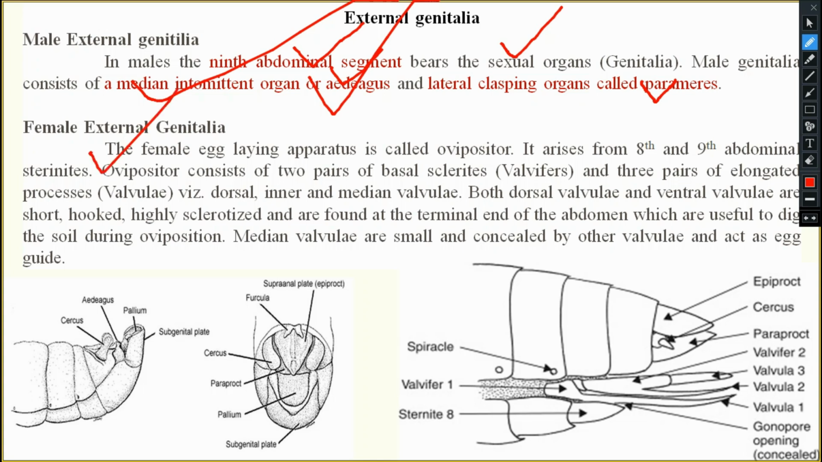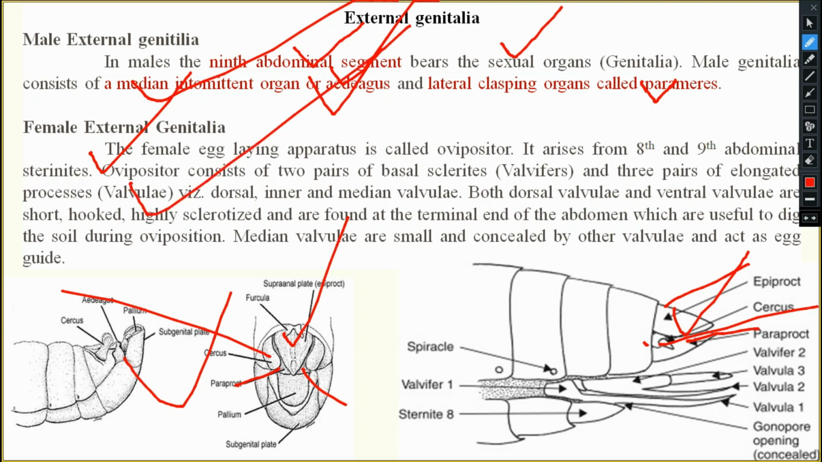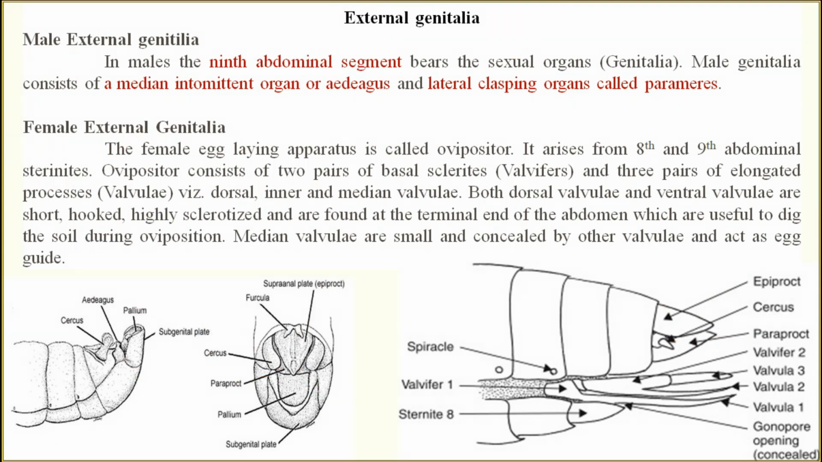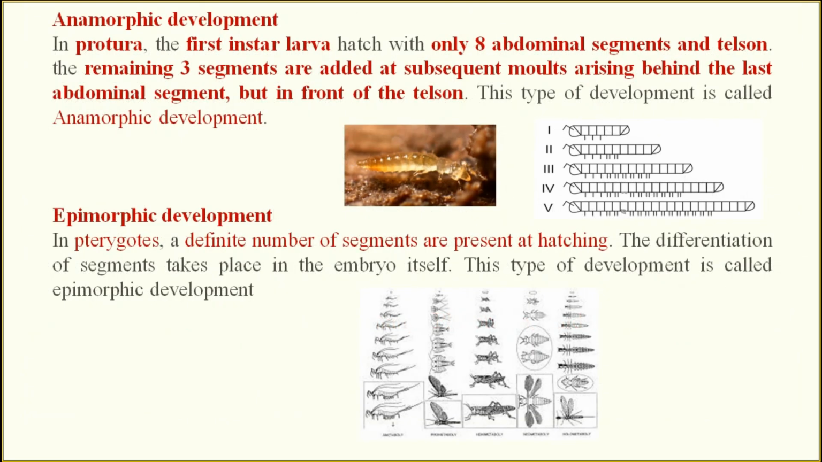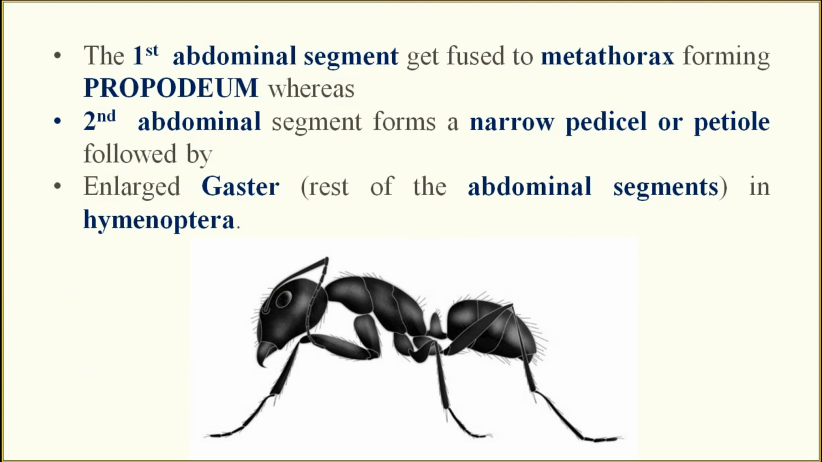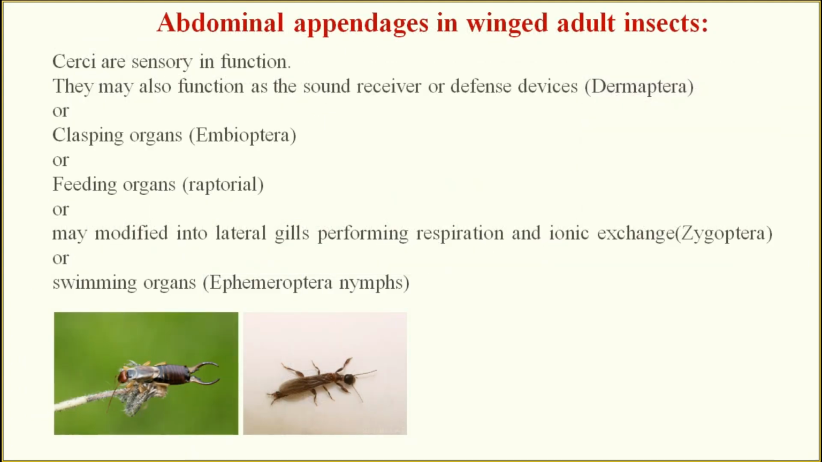Female external genitalia, all those things will be there. Valvulae 1, 2, 3. 8th abdominal segment for gonopore. Epiproct, paraproct, cerci will be there everywhere. This is the epiproct in male, this is the epiproct in female. This is the paraproct in male, this is the paraproct in female. This is the cerci in male, this is the cerci in female. Understanding? All those structures are there. While giving you this note, I will remove those last two slides. Not important, because the things which are important are already there before. Clear or any doubt? Abdominal things clear? Clear, sir.